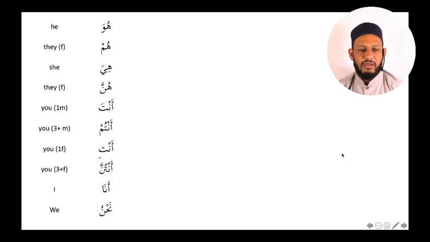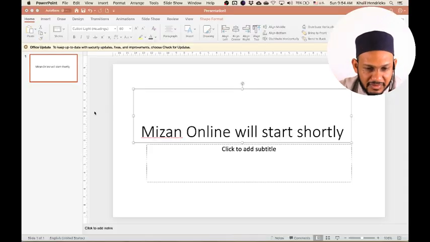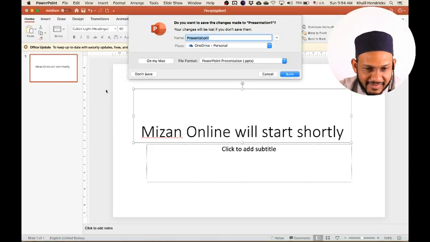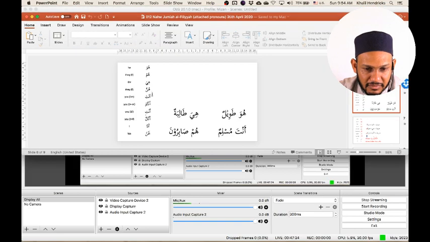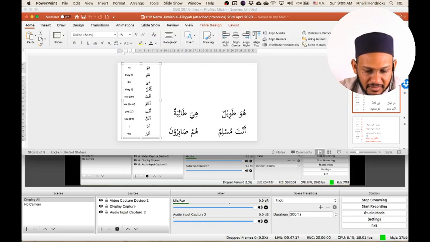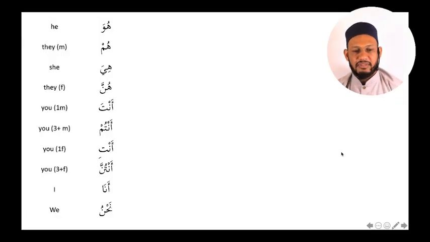So huwa means he, and hum now doesn't mean they females. I'll just fix that quickly. It means they males or mixed group. Okay. Have you done this table before? Huwa, hum, hiya, hunna, anta, antum, anti, antunna, ana, nahnu. Just give me a yes or a no if you've done it before, inshallah.